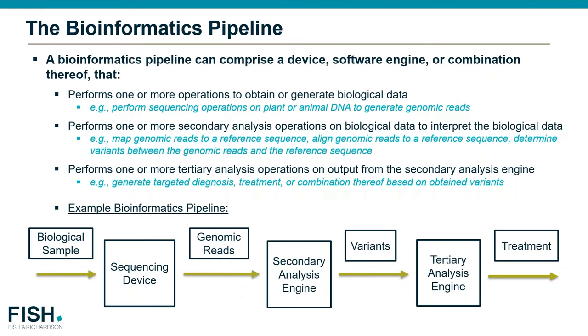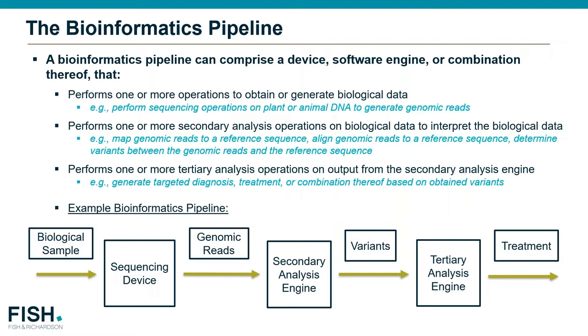So when you start the initial stage of your patent strategy with respect to patent applications in this technology space, one of the key things you can do right up front is to identify what you're trying to patent, where it falls in the pipeline of bioinformatics inventions, and who would be performing those operations. And you want to craft your claims for those applications accordingly.